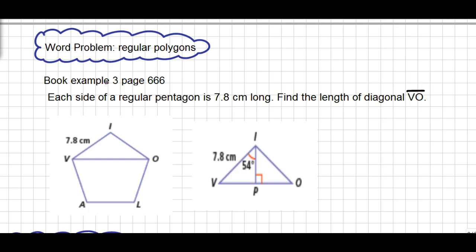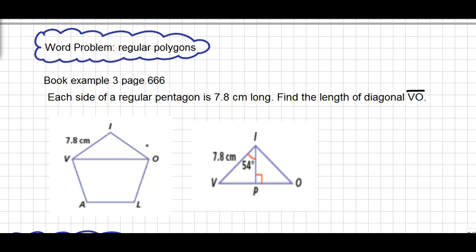It's example 3. If you have a regular pentagon, that means all these angles, angle I, angle V, angle A, and so on, are all the same measure. They want us to find the length of VO here, it's a diagonal. If all the sides of the pentagon are the same, and they are all 7.8, then what I can do is figure out what the angle measures are, because it's a regular polygon.